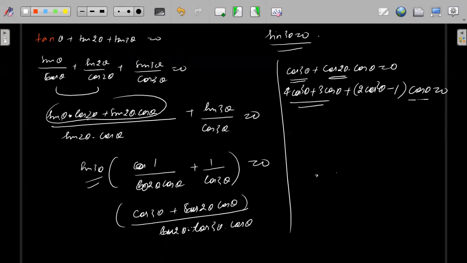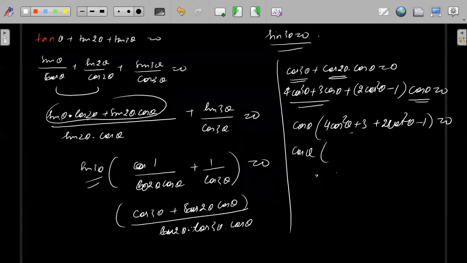So from here I can take cos theta common. So the whole equation will again become a quadratic. So this is cos theta. If I take common from the whole, this will become 4 cos square theta plus 3 plus 2 cos square theta minus 1 equal to 0. So this will become cos theta into 6 cos square theta plus 2 equal to 0. From here you will get one solution, from here you will get another solution, and from here you will get the general solution, right? So combining all three you can do.